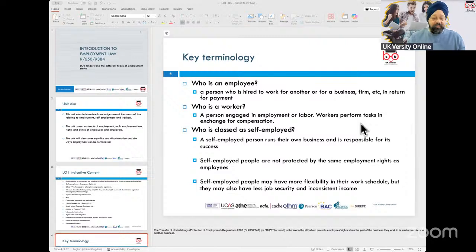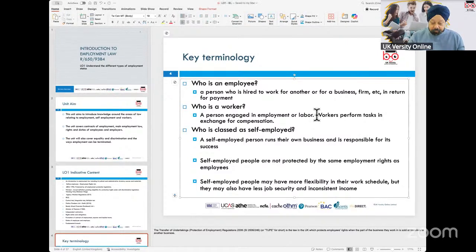But just from a definition point of view, what is an employee? This is something that we take for granted, but if you were to ask yourself a quick question, what is an employee? A person who is hired for work by a business or a firm in return for some sort of commercial payment or transaction would be termed an employee. A worker would be a person engaged in employment or some sort of labor work.